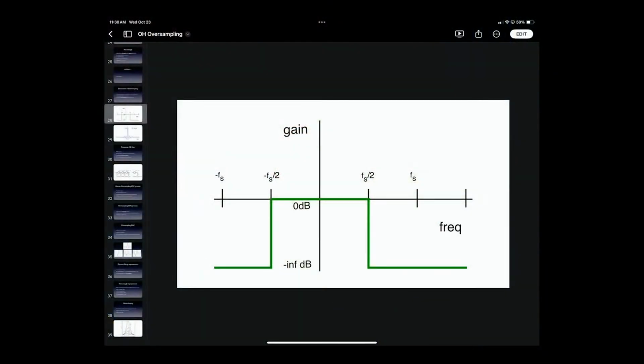So that digital brick wall filter. This is kind of what we want that to look like. We want unity gain, a little different graph than we're used to seeing for EQ, but this is unity gain in the center, minus infinity, and we want that boy to be as brick wall as possible.